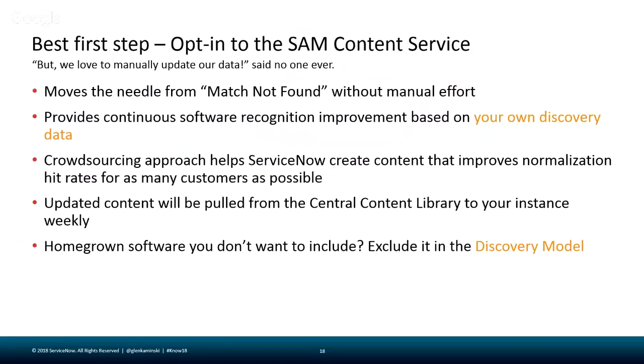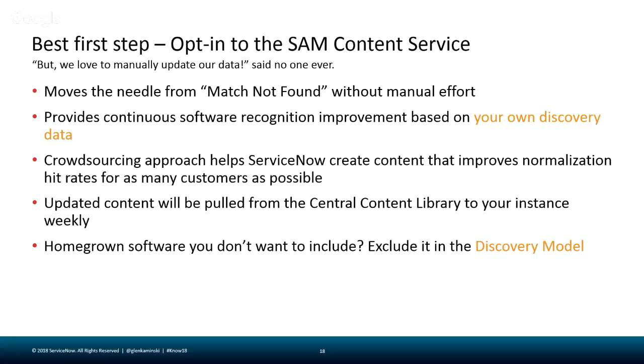You can submit it and have that added to the content library. You're not having to go in, make manual updates, and we'll talk about what some of those manual updates might be in a little bit, but it gives you the highest chance of success to move the needle from a match not found. In other words, the discovery model not being matched to the content library, to make sure it's recognized. So it helps create content that improves normalization hit rates, not just for you, and that is paramount, but it also helps the other customers that are on software asset management.